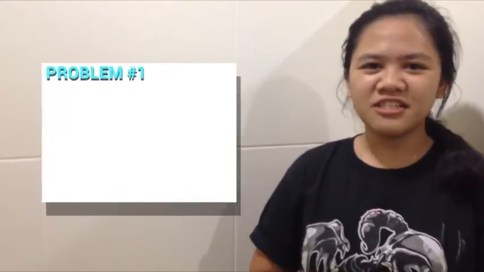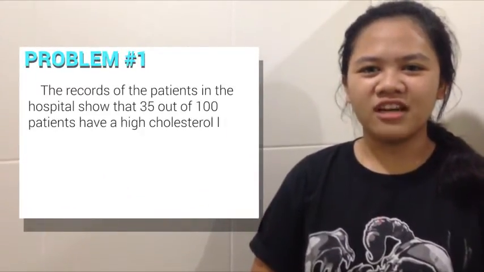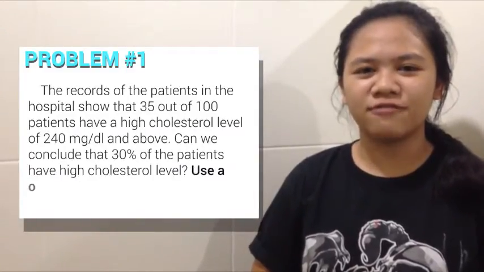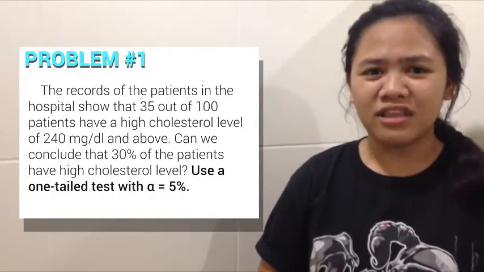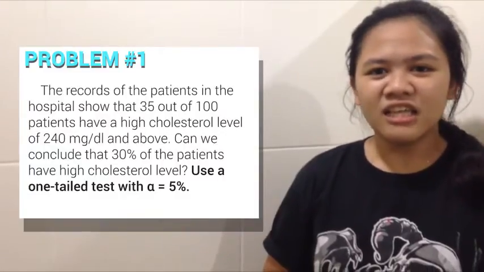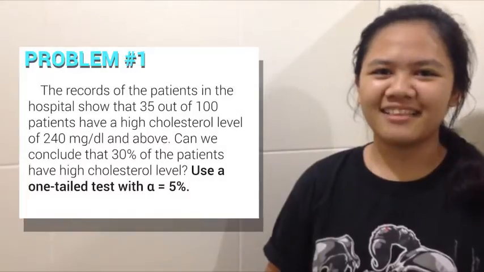Hello! So our problem number 1 for the one sample proportion: the records of patients in the hospital show that 35 of 100 patients have a high cholesterol level of 214 milligrams per dL and above. Can we conclude that 30% of the patients have high cholesterol level? Use a one-tailed test with alpha equal to 5%.